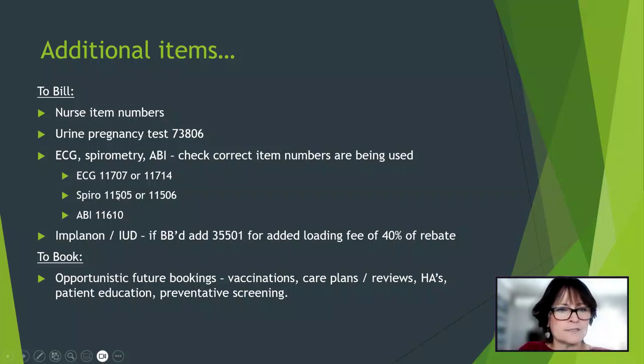Okay. These Spiro ones, one of them, for example, is a one-off. I think it might be the 11505 is just a one-off diagnostic one that you might do for someone. But the 11506, you can do that anytime. You can do it 5 times a year if you thought it was necessary and claim it. But there's no restriction on how many times it's been claimed. So if you had someone who is suspected asthma, then you would obviously do the 11505 first, because this is the diagnostic one.